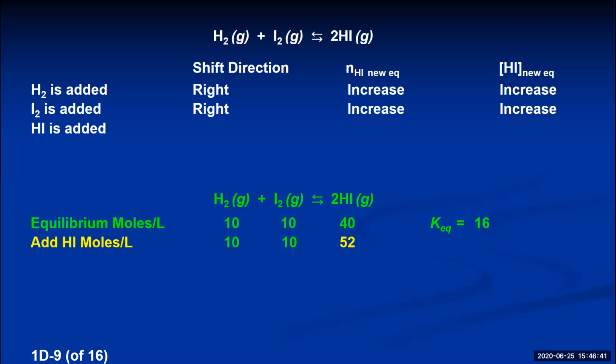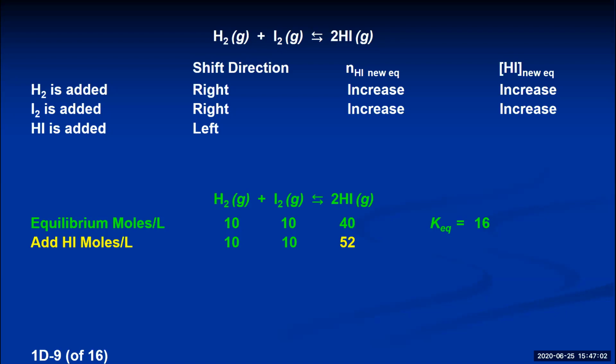So what's going to happen here is if you increase the amount of a product, you're going to make the product molecules collide with each other more often. They're going to cause a faster reaction for the products turning back into reactants. You're going to have the reverse reaction occur spontaneously. So we say the reaction shifts to the left.